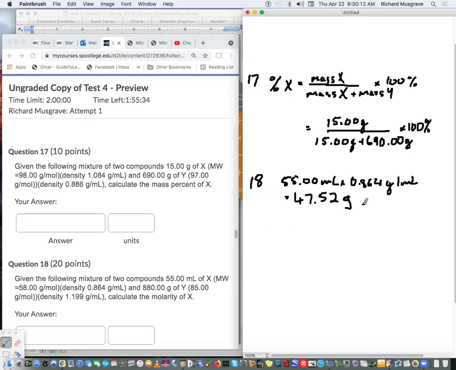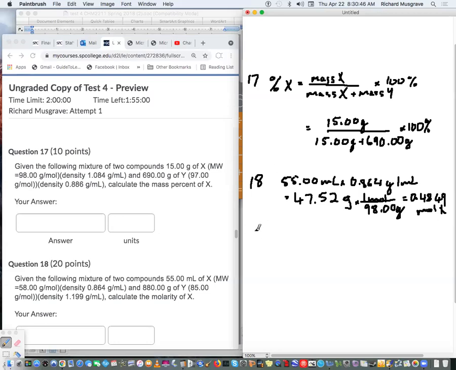So that's the grams. And then we need to convert that into moles. And we are given the molecular weight here, 98.00 grams. I get 0.4849. That's moles of X.